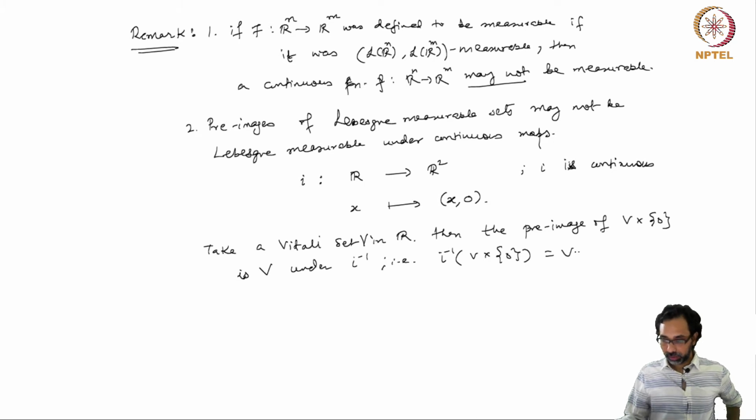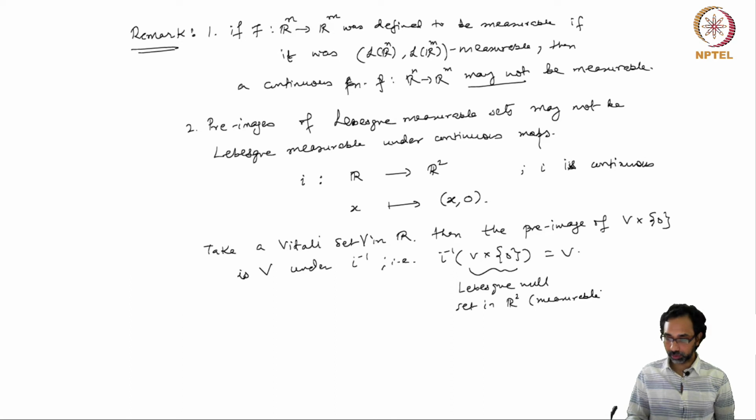On the other hand, V cross 0 is Lebesgue measurable, in fact a Lebesgue null set in R^2 with respect to the Lebesgue measure of R^2, but V is not Lebesgue measurable. So we see that even very simple continuous functions can give you pre-images of Lebesgue measurable sets that may not be Lebesgue measurable.